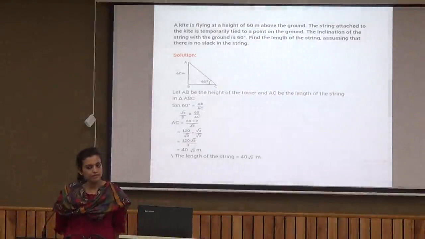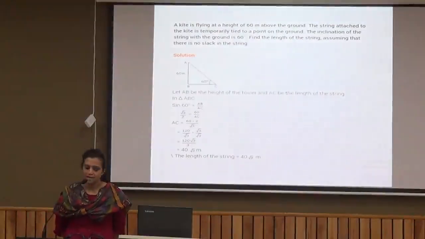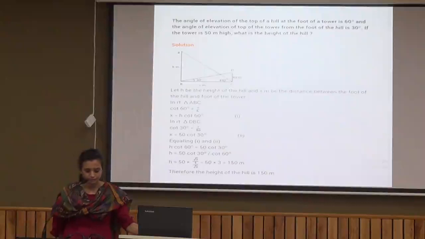Let AB be the height of the tower. Same way, AC is the length of the string. We're going to use, yes, sine 60 is equal to AB upon AC. And finally, the answer turns out to be 40√3 meter.